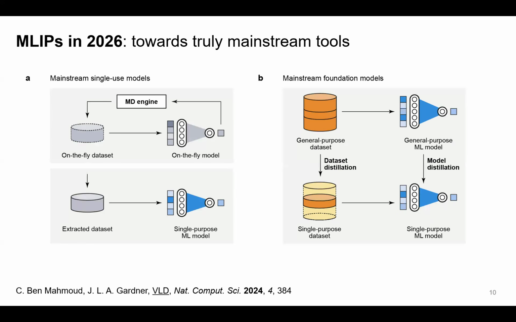The other direction is really general models. So models that are trained on very large data sets that are applicable to many different problems. And I want to talk a bit about that later. But for now, focusing on the single-use models, what do we mean by that?